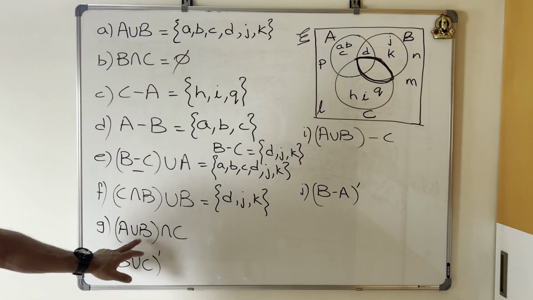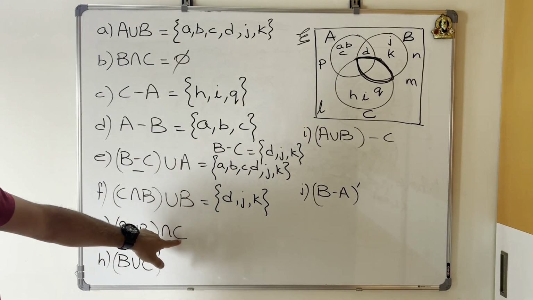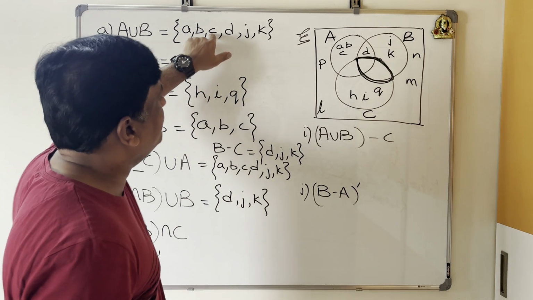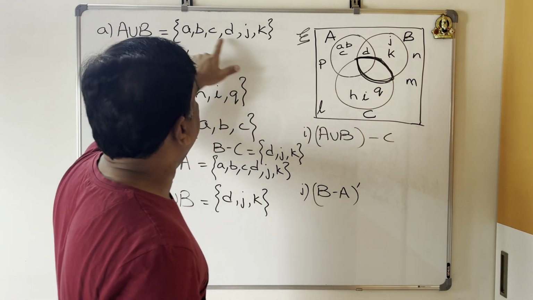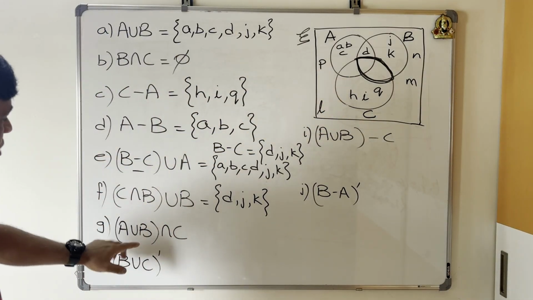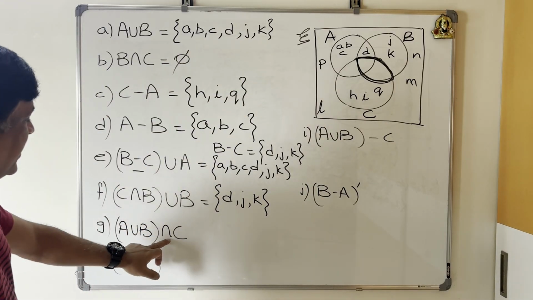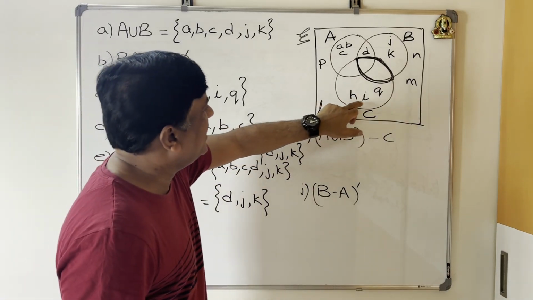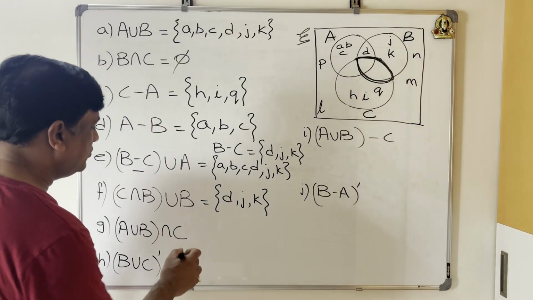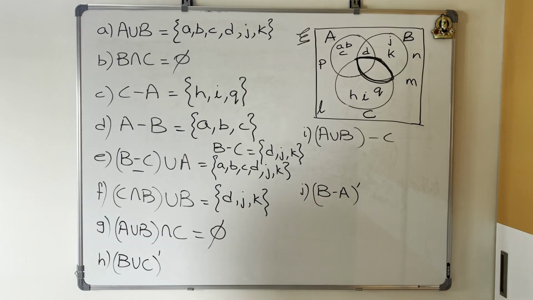Now A union B, we already have it. These are the values. Intersection C. Now what they are asking us to see is, between this one and C, what are the common elements between these two? Can you figure out any common elements? A union B, you have A, B, C, D, J, K, and C, you have H, I, Q. Do you have anything common between these two? I don't see anything common, so this becomes a null set. There is nothing common between those, right?